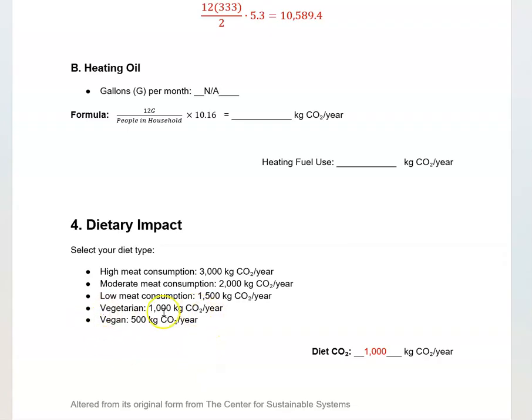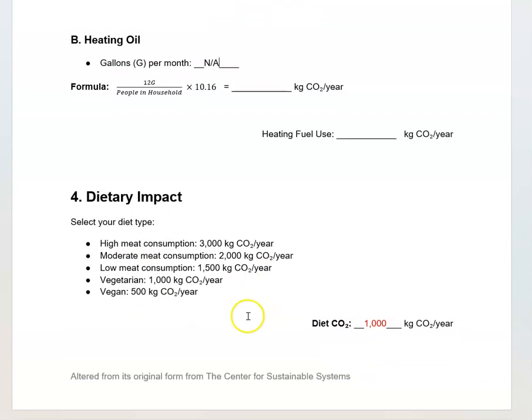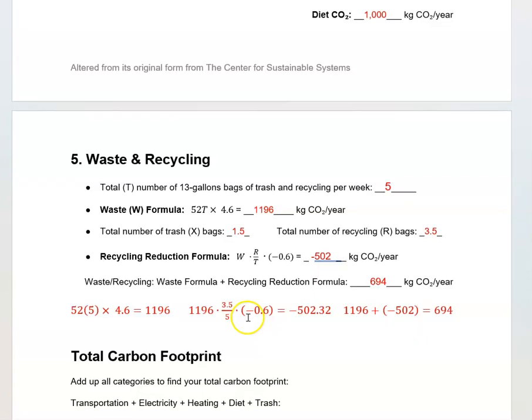dietary impact? Right now, I don't really eat meat, so that would be mine. Depends on where you are in that. And then the waste recycling is a little confusing, so if you're confused on it, please take a look. I did alter this considerably from the original document. So this is kind of my own brainchild, and it makes sense in my mind, but maybe not in yours. I want you to figure out about how many 13-gallon bags of trash and recycling you have a week.